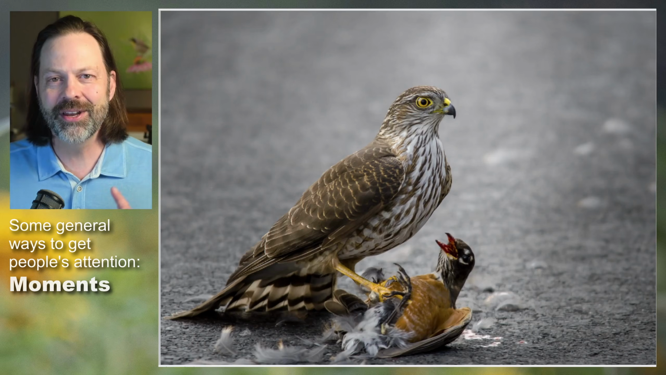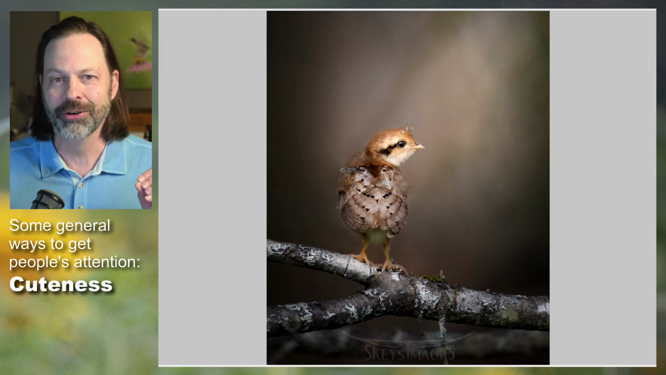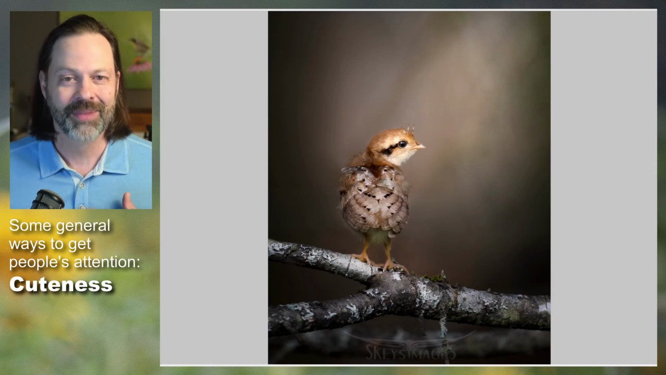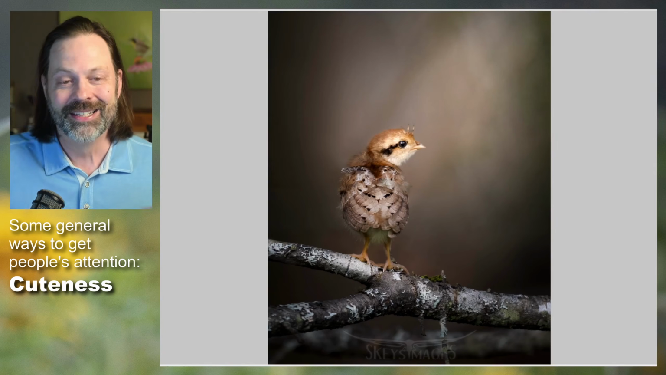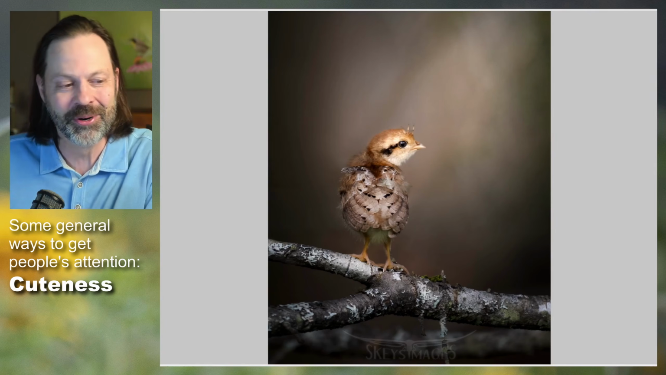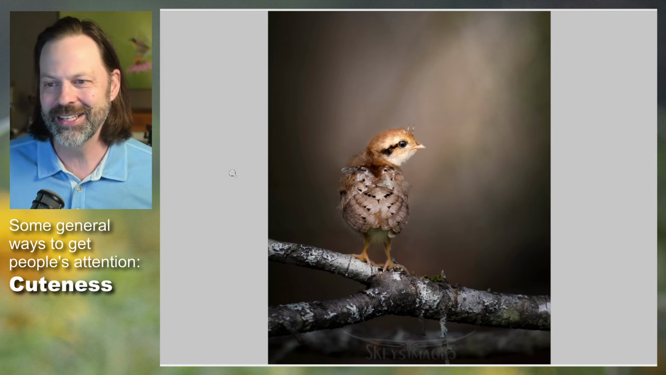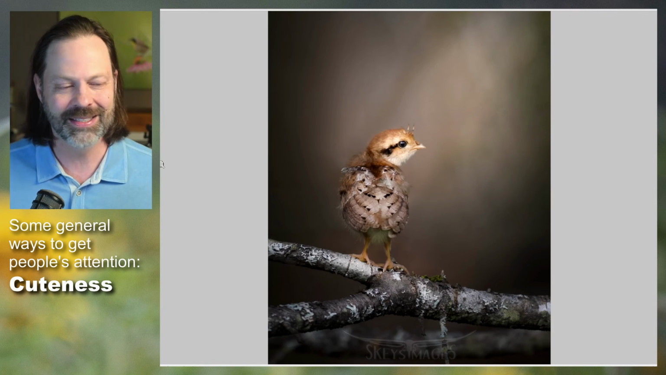Cuteness. There is an effect of engagement on just things that are incredibly cute. We normally think of these as fawns, babies, in my case, chicks for birds. This creates a lot of engagement. So certainly something to think about.